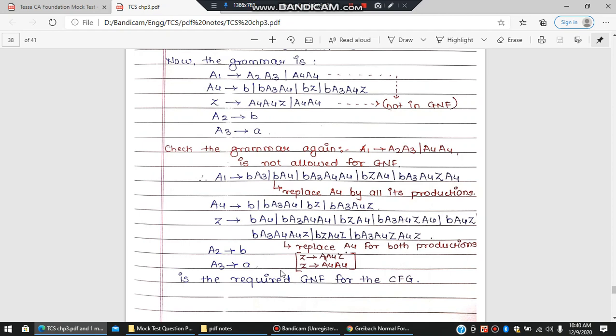So I request everyone to solve this, because unless you solve this, you will not get a clear picture of it. But still, in case of confusions or any doubts, please let me know.